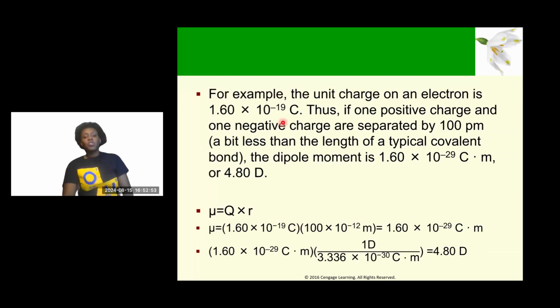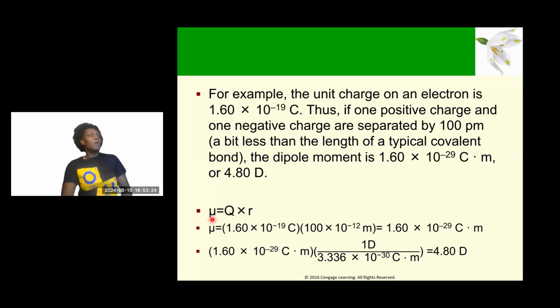Here's an example. The unit charge of an electron is 1.6 times 10 to the negative 19 coulombs. Okay, so that's the charge on an electron. Thus, if one positive charge and one negative charge are separated by 100 picometers, which is about the length of a typical covalent bond, the dipole moment will be 1.6 times 10 to the negative 29 coulomb meters, or 4.8 debyes. So why is that?